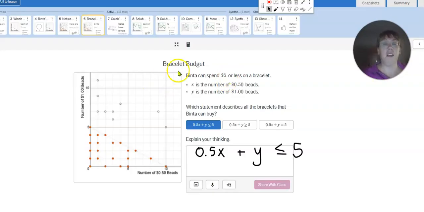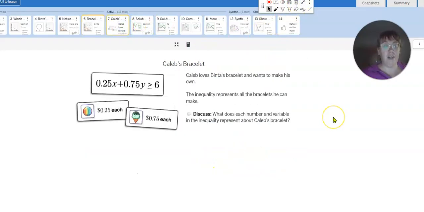Beautiful. Explain your thinking, how that makes sense, and then go to slide 7, where we're talking about Caleb's bracelet.